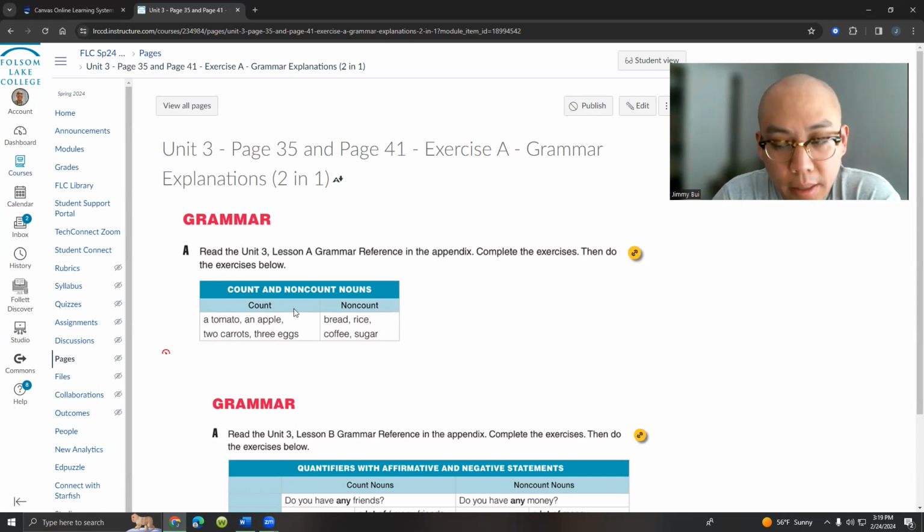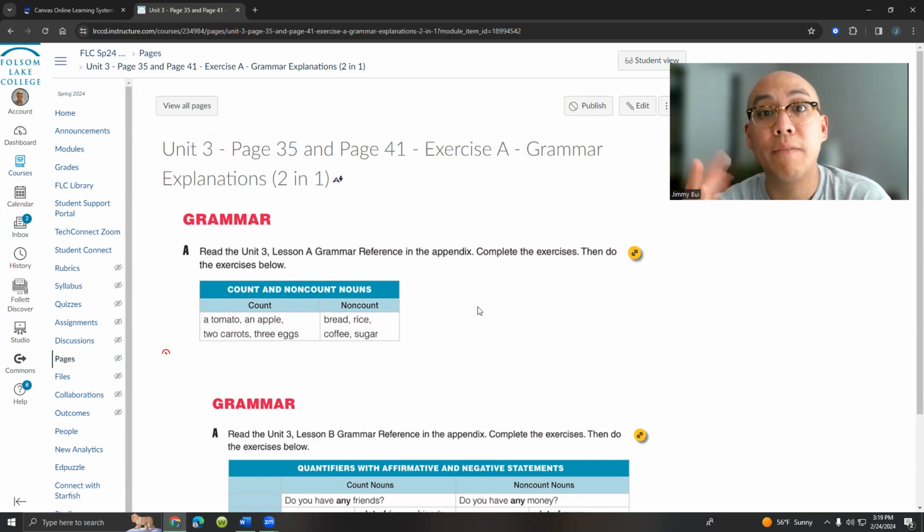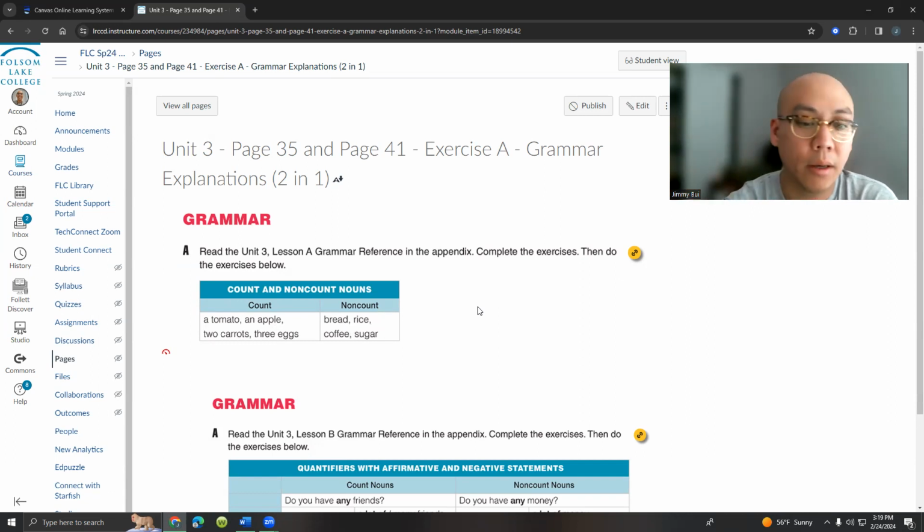Now, on the other hand, sometimes a noun does not have a plural form. And in that case, when there is no plural form, we consider that non-count. So count being 1, 2, 3, 4, 5, 6, 7, 8, 9, 10, something I can count. I could look out the window and say, oh, there are 1, 2, 3, 4, 5 cars outside. Okay. Things like bread, rice, coffee, sugar are non-countable.